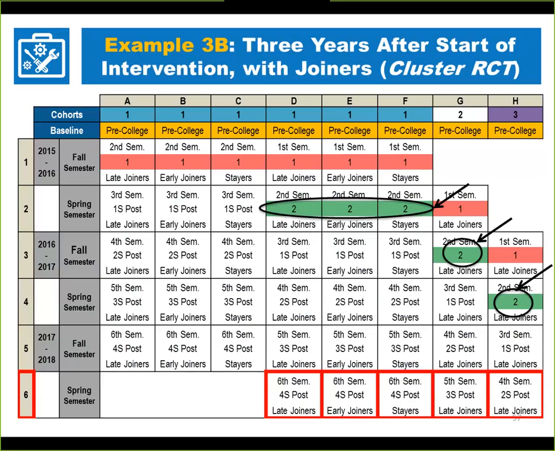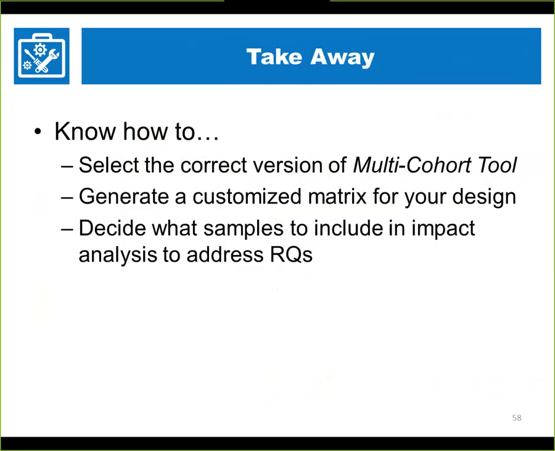So from this webinar, you should know how to select the correct version of the multi-cohort tool for post-secondary education interventions for your evaluation. You should be able to use it to generate a customized matrix for your evaluation design that allows you to identify the samples to include in your impact analysis based on the focus of the evaluation research questions. You may find it helpful to revisit the tool and your customized matrix over the course of the evaluation, especially if changes occur in the intervention or your evaluation plans.